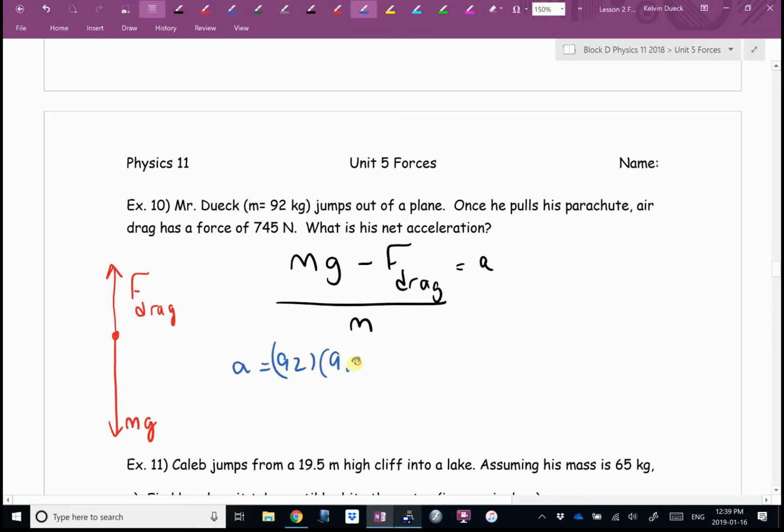92 times 9.8 minus 745 divided by 92. In a vacuum, in free fall, the acceleration is 9.8. But now we have enough physics scale that we can start to say, okay, if we bring in air resistance, if you tell me how big air resistance is, now I can tell you what your actual net acceleration is. Not the 9.8 in a vacuum, but what is it actually here? What'd you get? Oh, by the way, there is a built-in error check. What's the maximum the acceleration could possibly be in a vacuum?